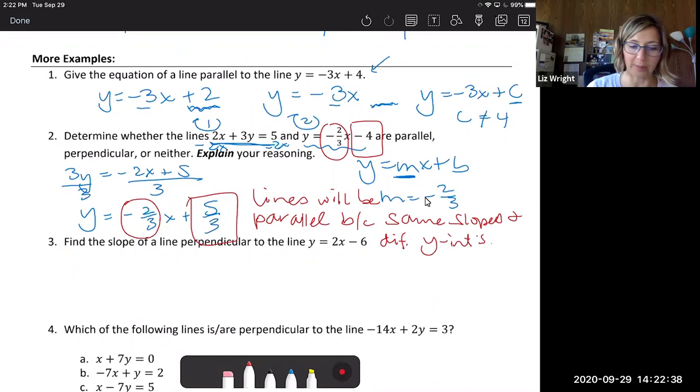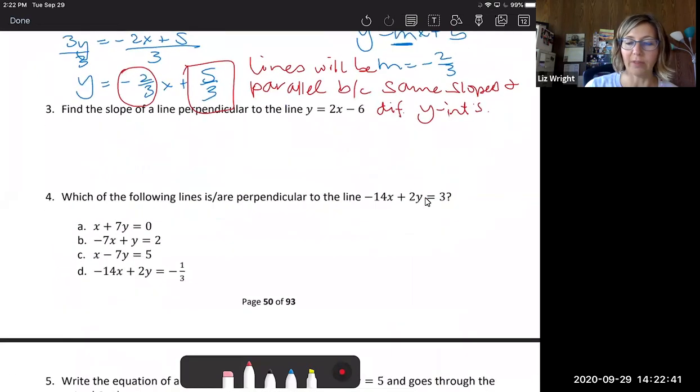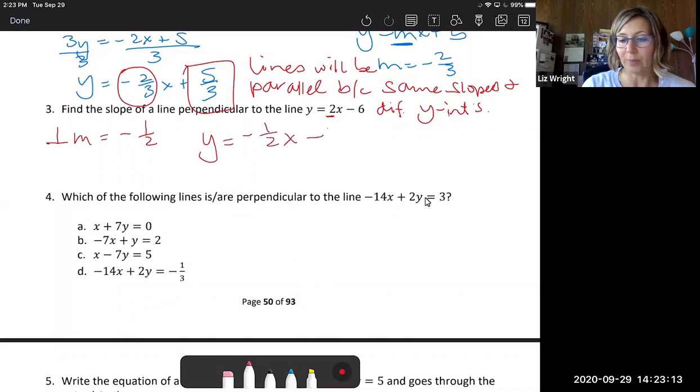All right, next one. Find the slope of a line that is perpendicular to the line y equals 2x minus 6. So we need to figure out, well, what's the slope? The slope of this line is 2. The slope of the line that's going to be perpendicular to that one. So here's your little symbol for perpendicular. So my perpendicular slope is going to be negative 1/2. So I can plug in anything I want for my y-intercept. So I could even do y equals negative 1/2 x, and I could even do minus 6.